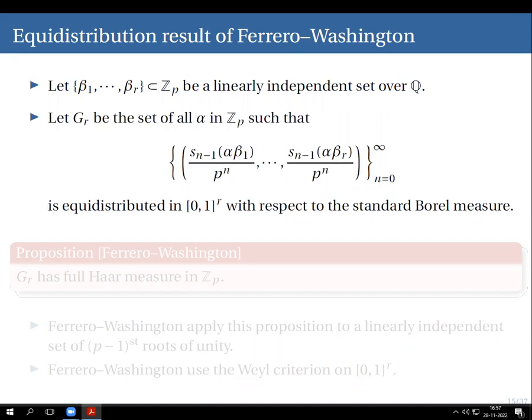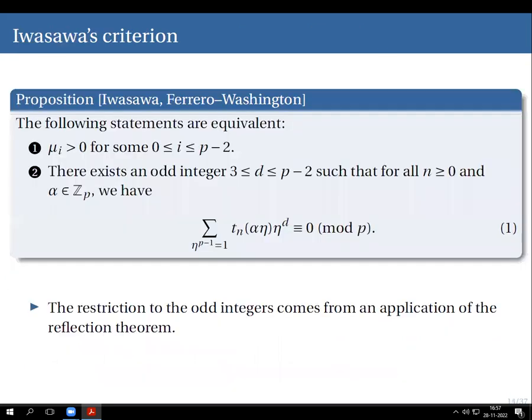And the main result: to show that mu is positive, you have to show that something like this is true. There exists an odd integer such that for all n and for all alpha belonging to Z_p, this condition holds. But we want to show that mu is 0, so it's enough to show some alpha and some n for which this condition doesn't hold. This is a very strong criterion, and somehow you want to use ergodic theory to prove that this strong criterion doesn't hold.